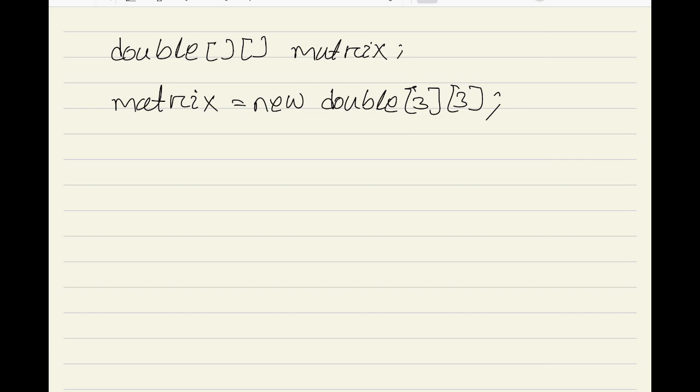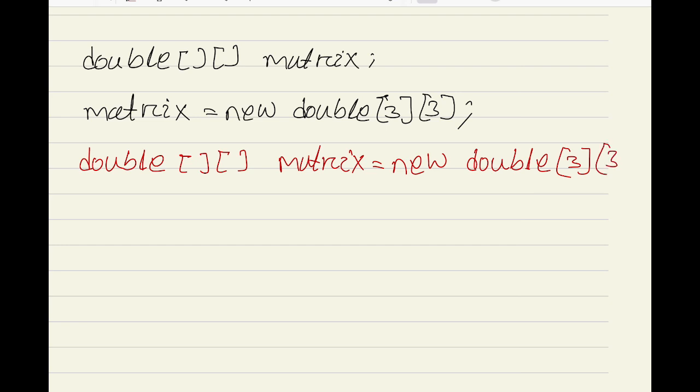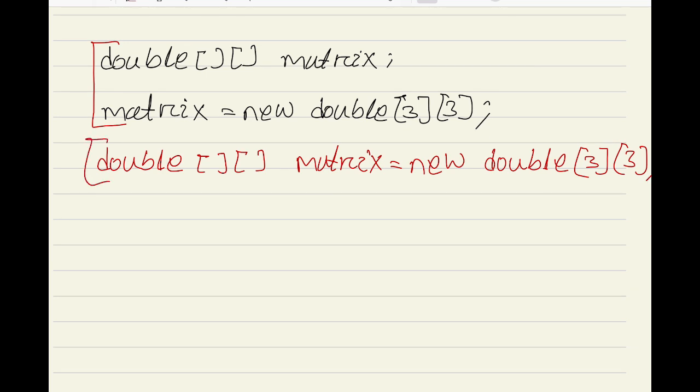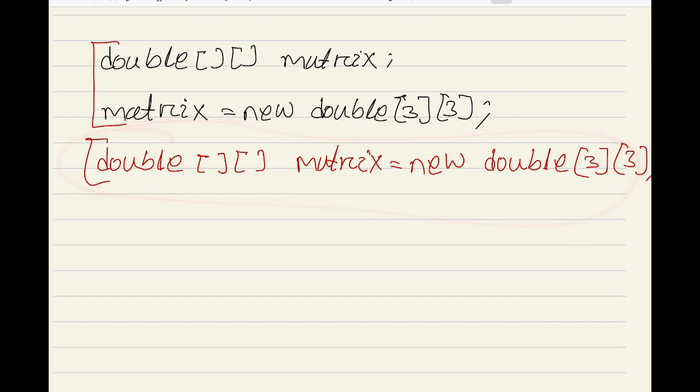Or in a single line we can combine these two statements and write like this: double matrix equal to new double 3 3. So these two statements, or two lines, are equivalent to this single line.